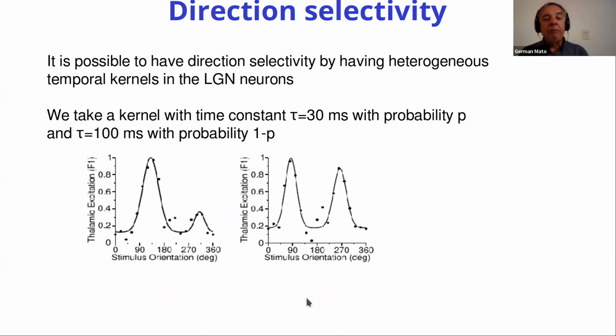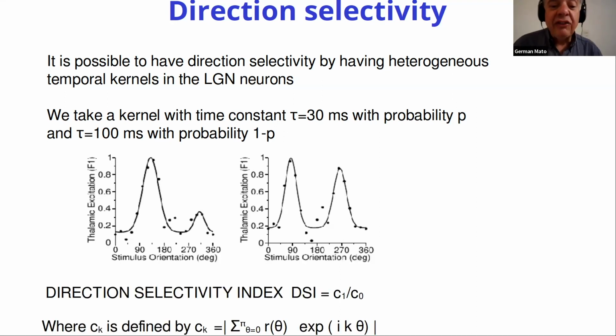Here I'm showing examples of tuning curves where, for instance, the response at 90 degrees and the response at 270 degrees are different if I have heterogeneity in the temporal kernels.